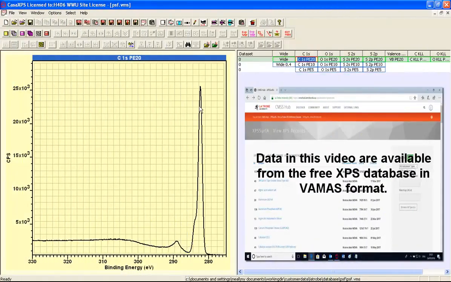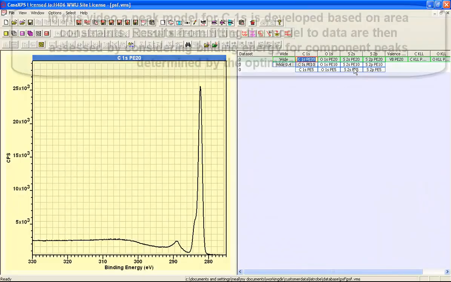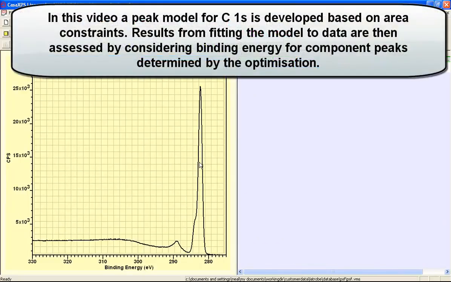In this video we're going to look at how to construct a peak model for a carbon 1s envelope, and this is based on a set of measurements that include oxygen, 2 sets of sulfur and a couple of wide scans with a valence band, a couple of Auger peaks. And the idea is that we're going to use all the information within the data set to work out how to produce a peak model for these data.